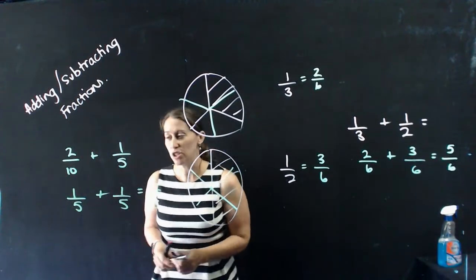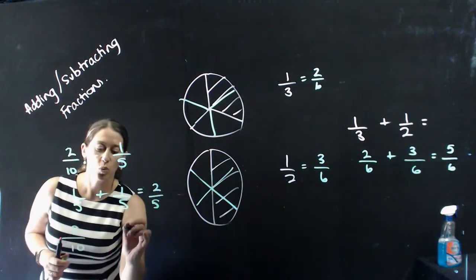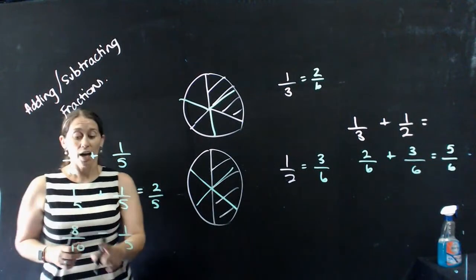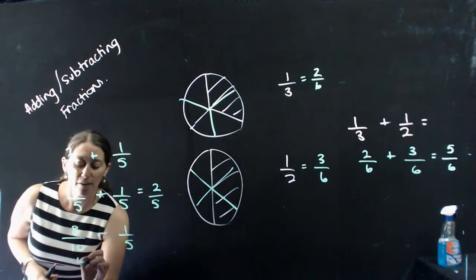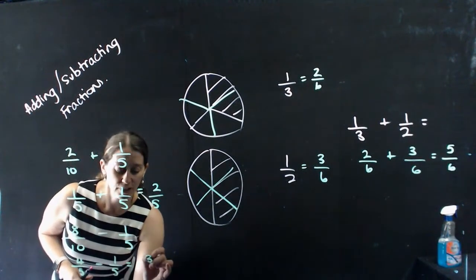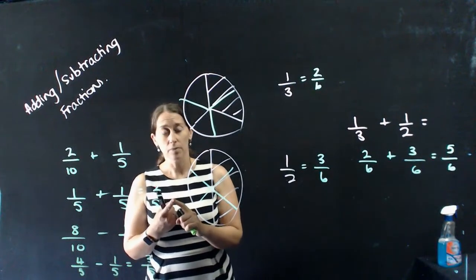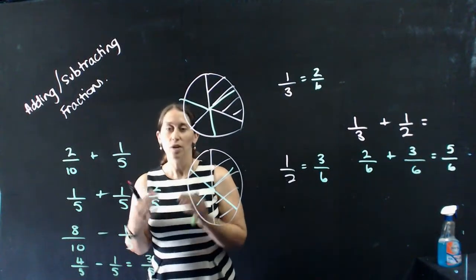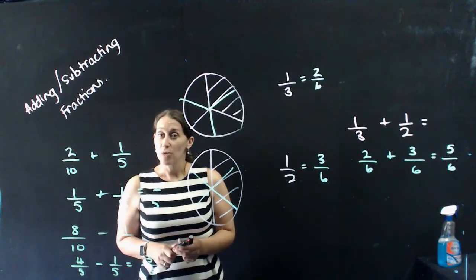Similarly with subtraction, if I had 8/10 and I want to subtract 1/5, well, again, luckily I've got even numbers. I can convert this to an equivalent fraction, which is 4/5, and I can say 4/5 take away 1/5 is 3/5. Okay, so once the denominators are the same, you can then subtract or add, depending on what the question's asking you, the numerators only. And that's pretty much all you need to know with adding and subtracting fractions.